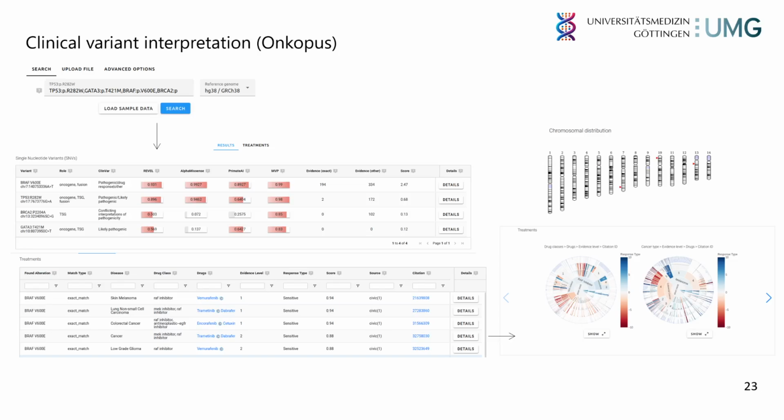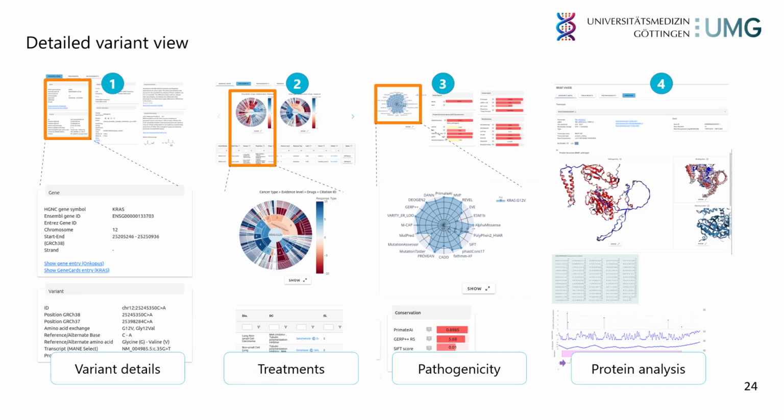In OncoPus, you can analyze each variant in detail by clicking on the detail page of a variant. What you see here is just a rough overview about the different tabs of a variant page. For example, for SNVs, we provide genomic and protein variant details, clinical data about possible targeted therapies for a patient, pathogenicity predictions, as well as an analysis of the structural context of the protein of a variant.